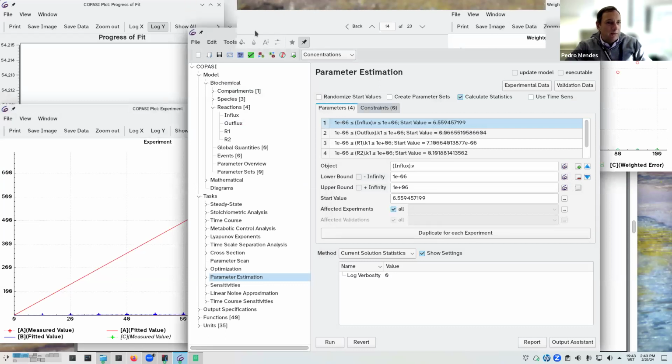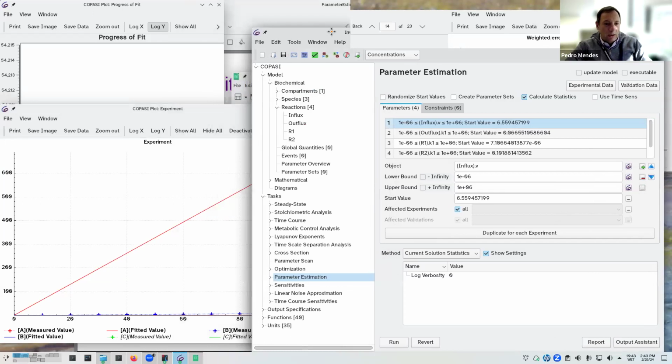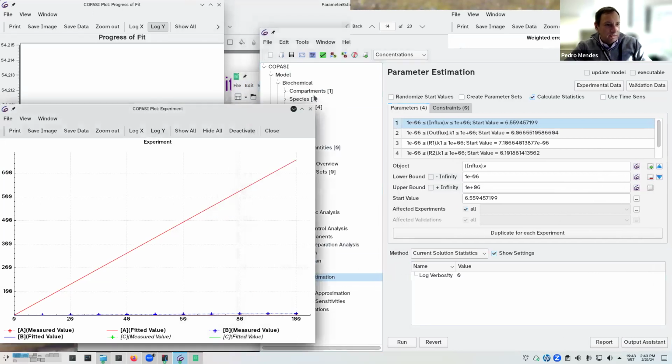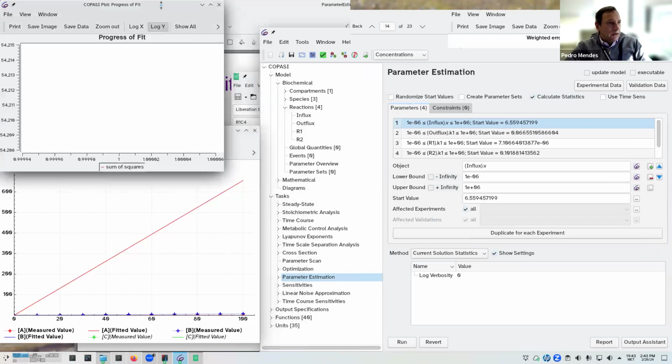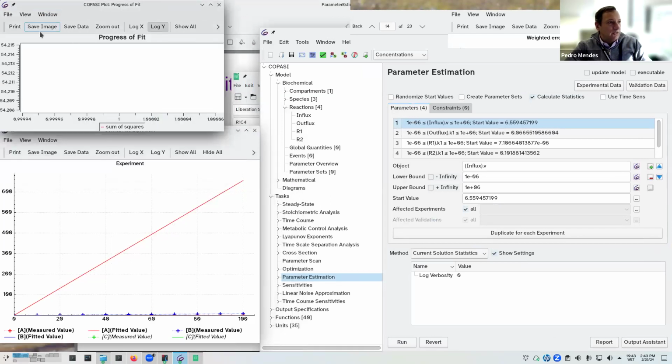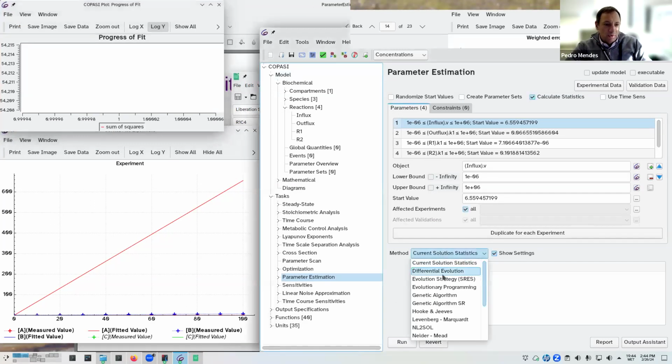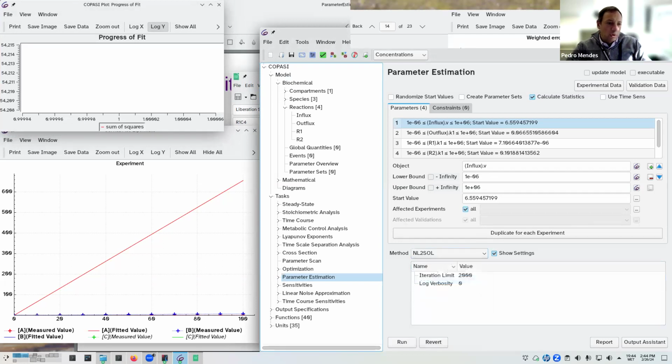So we just pick one algorithm, and we can then run parameter estimation. Let me make this plot a little smaller. This one here on top is going to show us the sum of squares, which will be a number that will become smaller and smaller as we move along. So let's choose the first algorithm, NL2solve. This is an algorithm that is based on derivatives. It's sometimes very efficient, but as you will see in this case, it's not the best one.